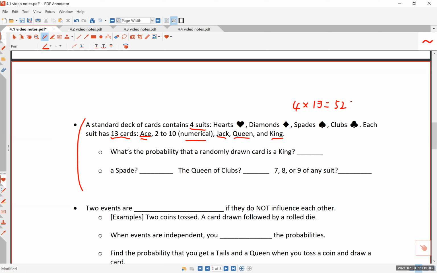And I want you to answer these two questions. What's the probability that a randomly drawn card is a king? And how about the king of spades? How about the queen of clubs? It's very specific. Or how about a 7, 8, or 9 of any suit? These are sort of easy questions, so go ahead and try these, and then start up the next section, or part 2 of this video.